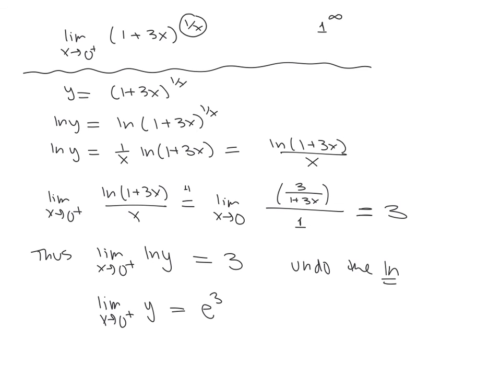You got almost all the credit if you got to 3. Some of you ln'd again, which doesn't work, you have to undo the ln'ing that you did earlier. So that's the most complicated L'Hopital's rule problem you're going to get. So, okay.